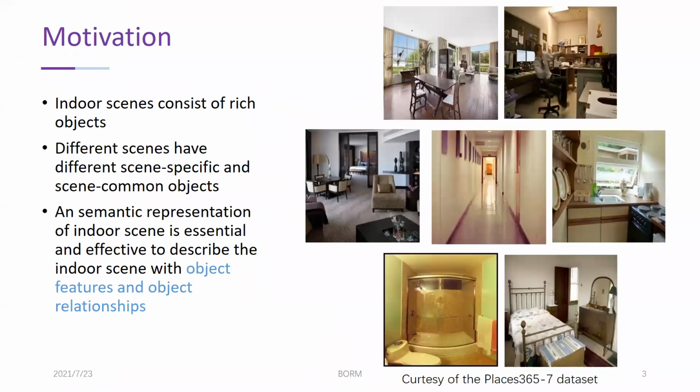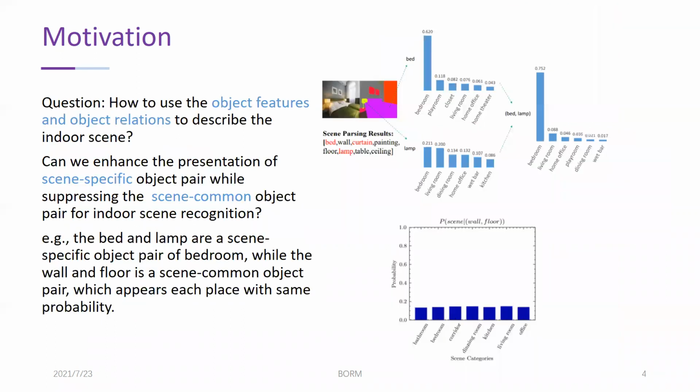The right figure shows the 7 categories of indoor scenes from the Places 365-7 dataset. First, it shows that indoor scenes consist of rich objects. Second, different scenes have different scene-specific and scene-common objects. Therefore, an essential and effective semantic representation of indoor scene should be developed to describe the indoor scene with object features and object relationships. Question: how could we utilize the object features and object relations to describe the indoor scene?